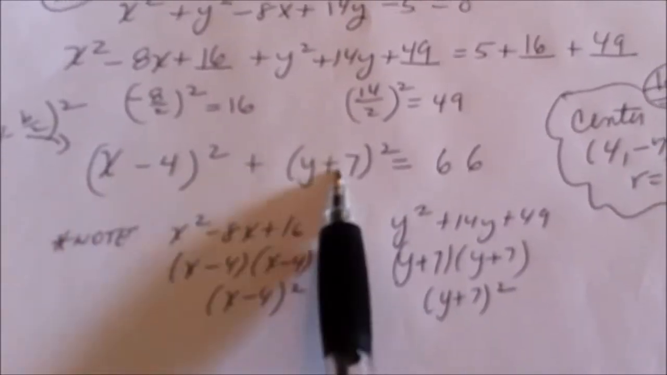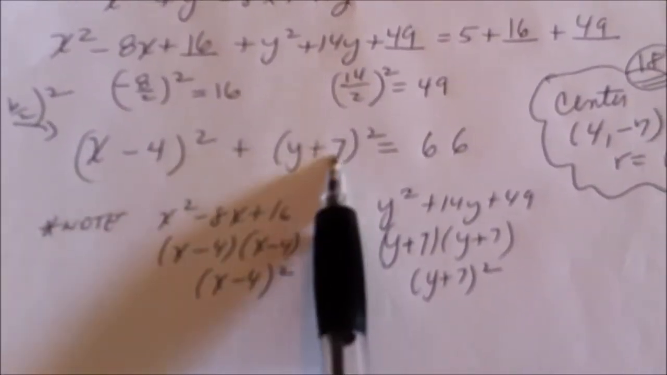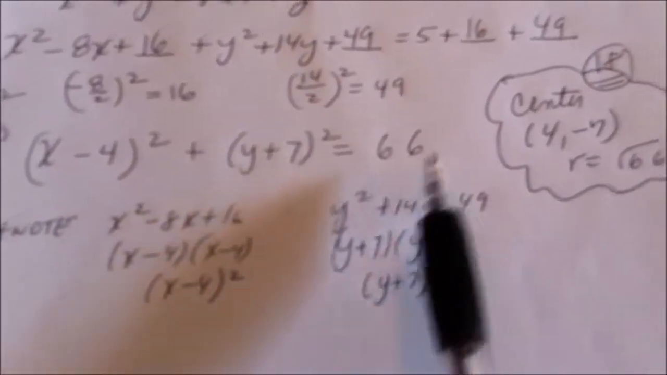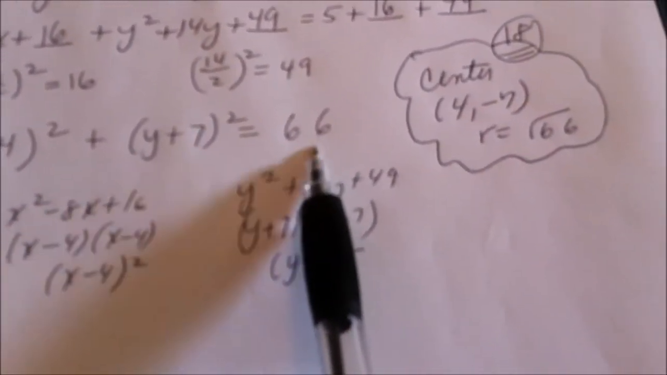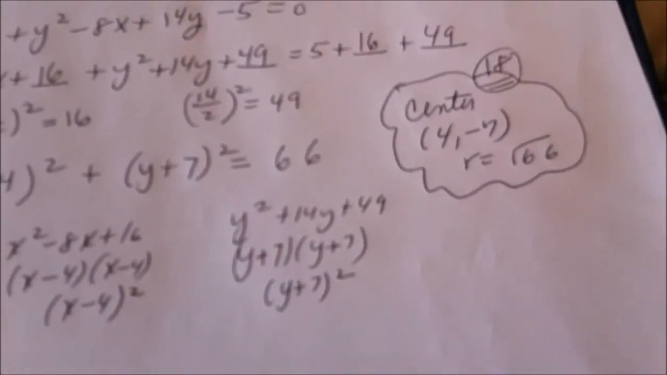So you can see when you're getting the center, they're always opposite signs. Opposite of negative 4 is 4. Opposite of positive 7 is negative 7, and since that represents r squared, the radius is the square root of 66. If that were a perfect square like 25, the radius is 5. Square root of 25 is 5. Okay, so that is center-radius form.